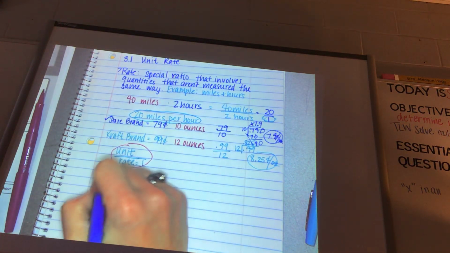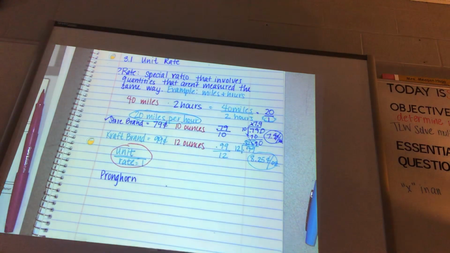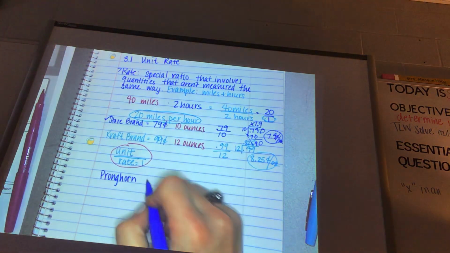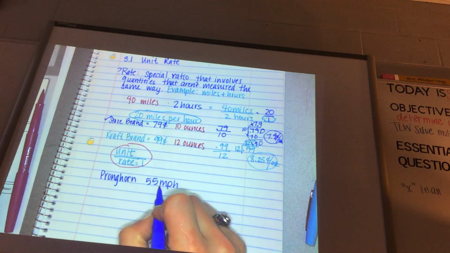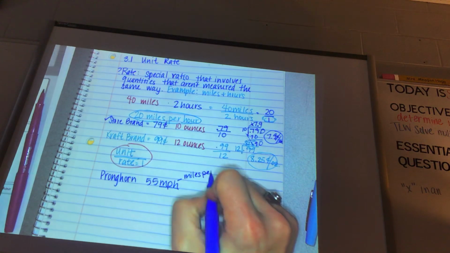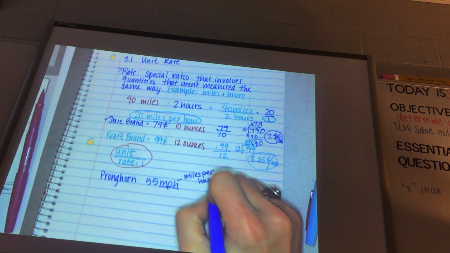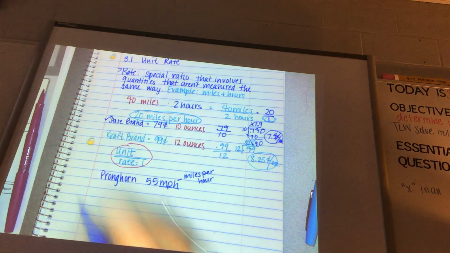The pronghorn can go 55 miles per hour. And you might see us, this just means miles per hour. This is a very common abbreviation. MPH, okay? Pronghorn can go 55 miles per hour. It is number 2 on fastest land animals in the world, okay?